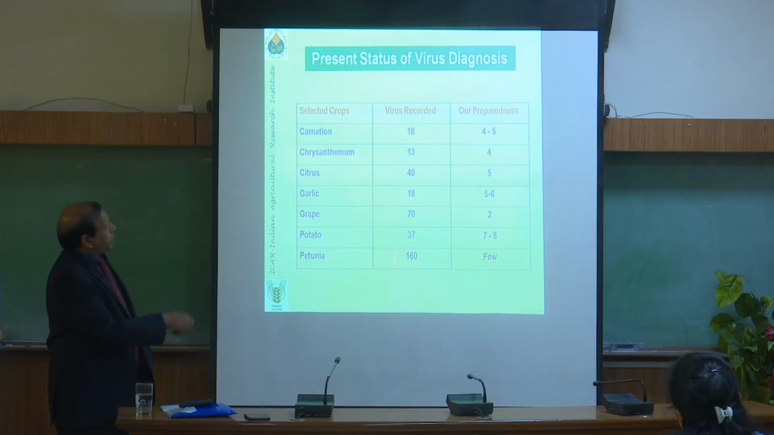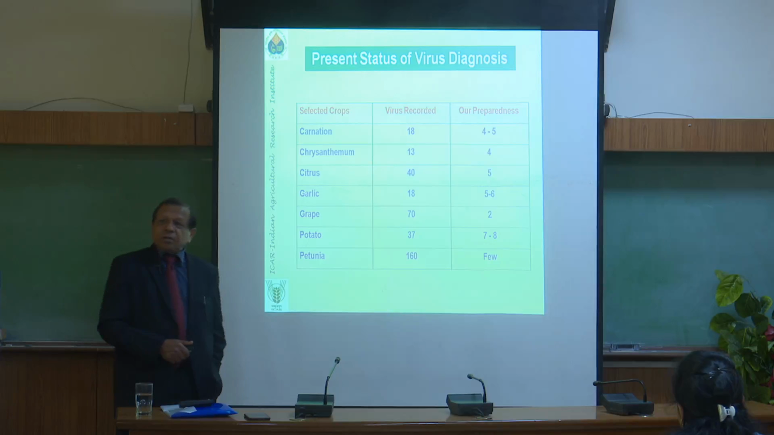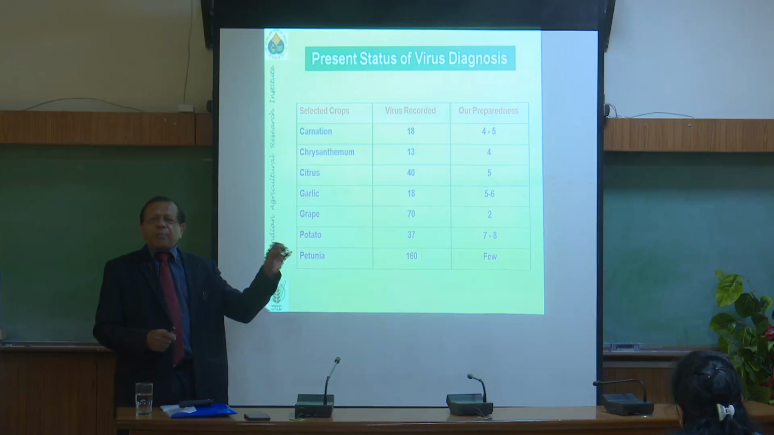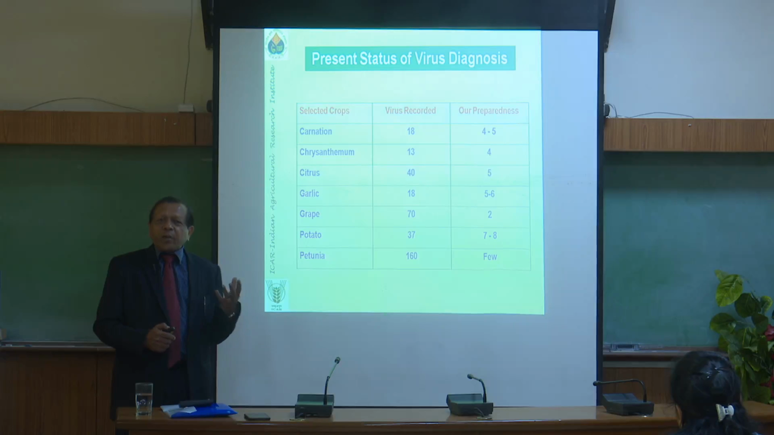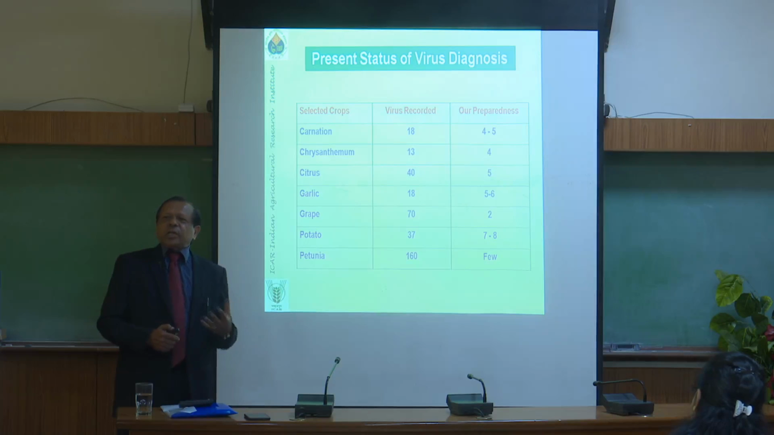These are the number of viruses which have been recorded worldwide. But the fact remains, our preparedness is for a very few viruses or viroids and so on and so forth. Don't get worried about the absolute figures. The message which I want to give is that our preparedness is yet for a fewer viruses or viroids. That means a lot of work has to be done. That means you have a lot of opportunities to work actually.